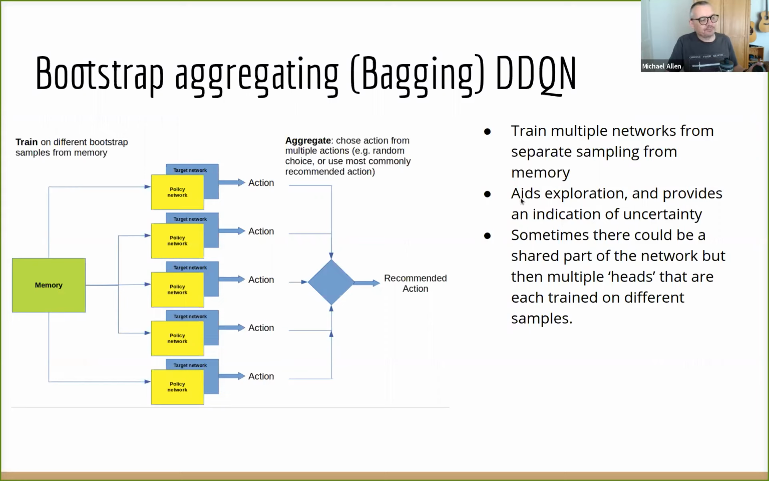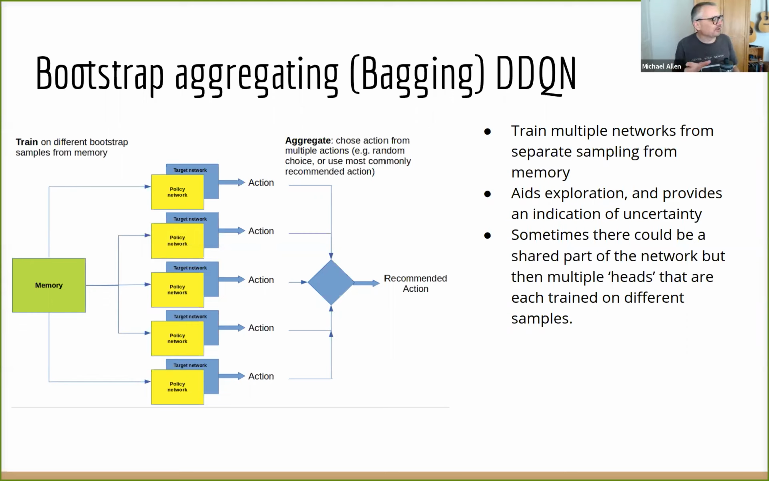Then, when choosing your action, you can either just pick a network at random, or you could say which action is most common. And you can also see how different the predictions are. It gives you a sense of how sure am I that this is the action to take. So you've got a measure of uncertainty there.